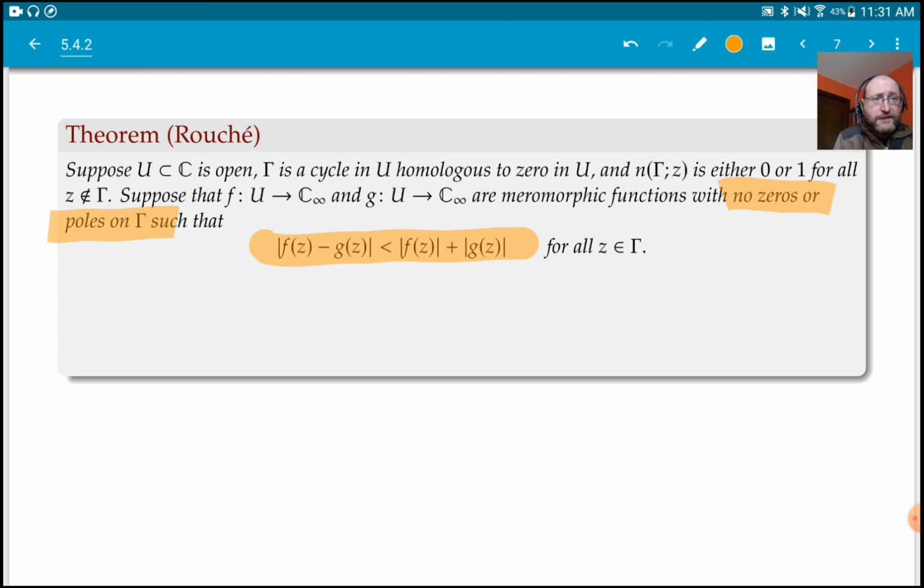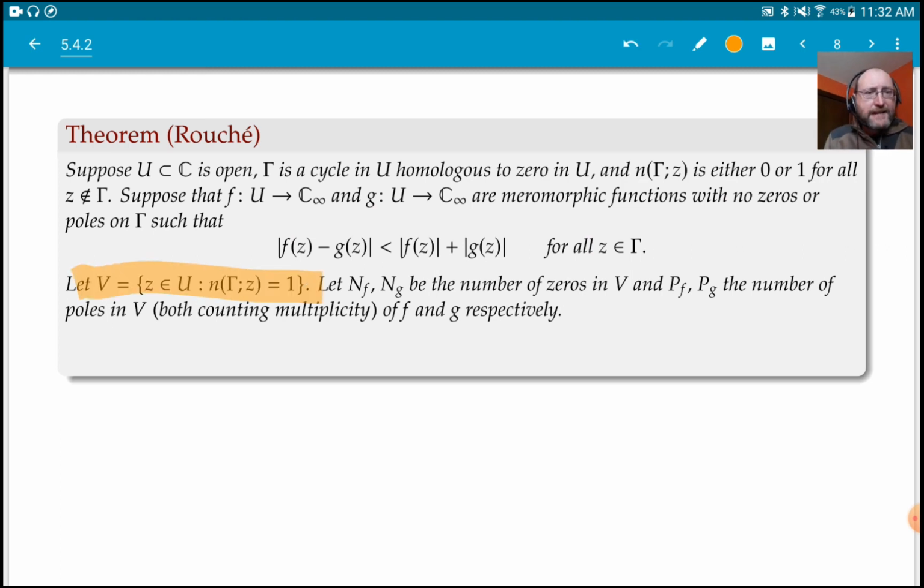And suppose that you have this inequality. The modulus of the difference between f and g, the difference between their values, is strictly less than the sum of the moduli of those values, for all z just on gamma, just on that cycle that we're interested in. And it's important that this is a strict inequality.